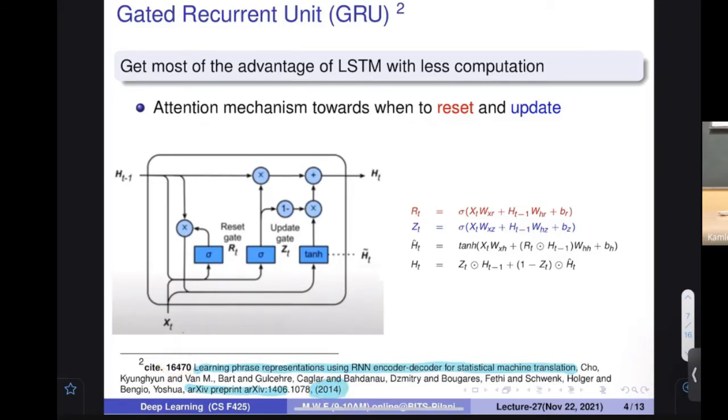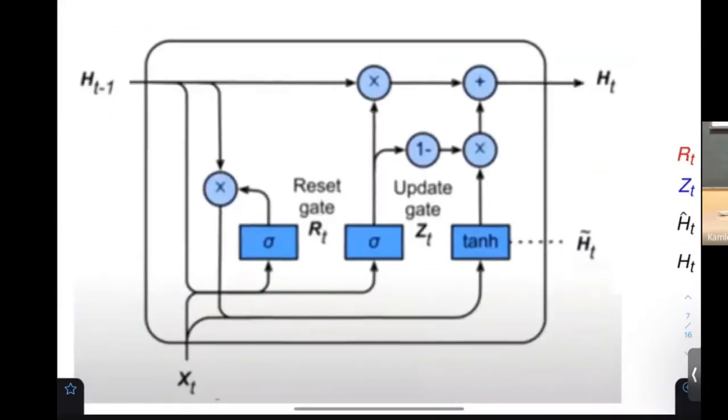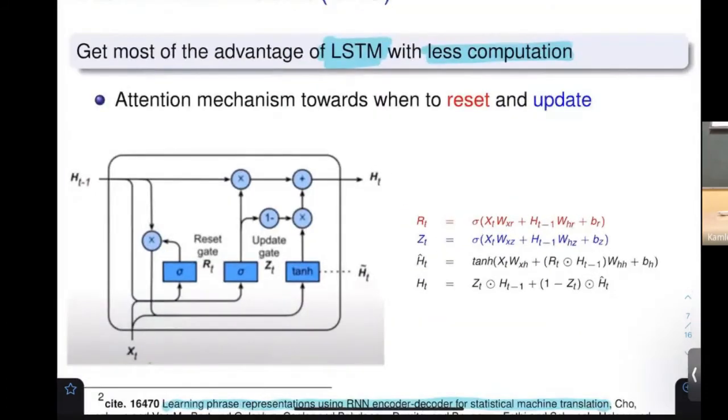It says that the advantages I was going to get using LSTM may be obtained with less computation only. Meaning, why use these 4 things? Maybe using 3 things I can do similar kinds of operations. Okay, so this is the circuit, and it says the same things are also here. As you know, instead of using a very large pipeline, you just try to see what to reset and what to update.